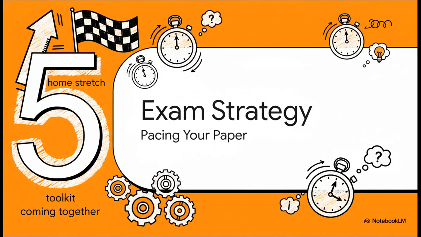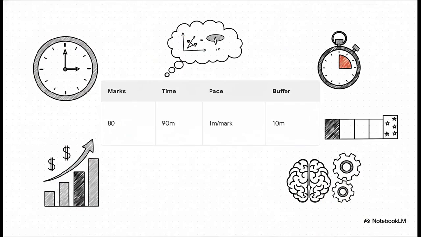Almost there. Section 5, Exam Strategy and Time Management: Pacing Your 80-mark paper. You know, a lot of students actually know the material perfectly, but they just run out of time before the final bell. So let's break down the math of the exam clock. You have an 80-mark paper, and you're given 1 hour and 30 minutes to finish it. That is exactly 90 minutes total.